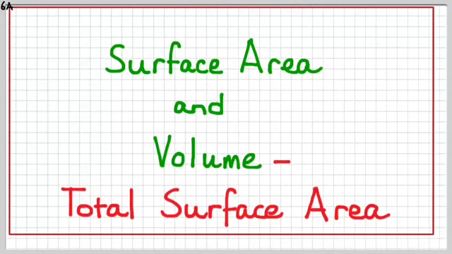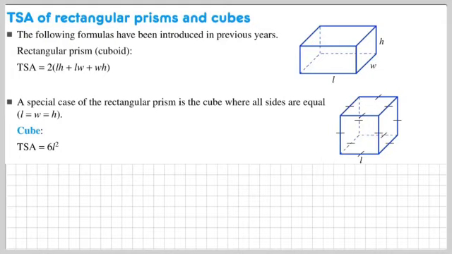Let's have a look at total surface area today under the umbrella topic of surface area and volume. Now, total surface area, ladies and gentlemen, refers to the total area of every surface on the outside of any three-dimensional object. Let's have a look at rectangular prisms and cubes firstly. Then we're going to look at spheres and cylinders and cones. My goodness, it's very interesting.